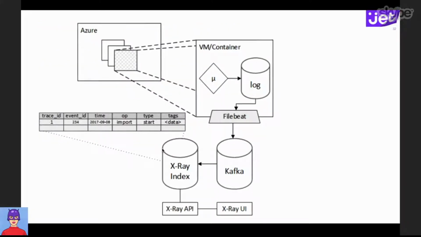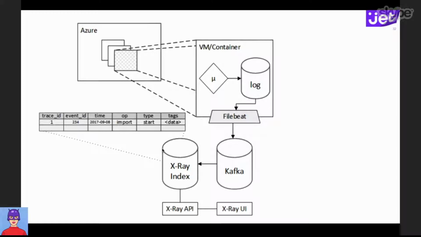And just to give you a high-level overview of our X-ray architecture here, you see that microservice, that little mu symbol there, is emitting to a log, right? Remember I said it's logging asynchronously. And this Filebeat daemon, which is our message bus daemon, reads that log, forwards that to our Kafka topic. Our X-ray service consumes from that topic, indexes in Cosmos DB, right? And then we have an X-ray API, which basically allows you to directly query Cosmos DB.